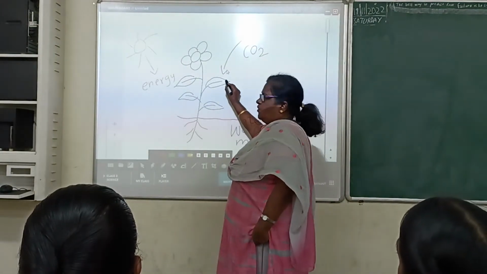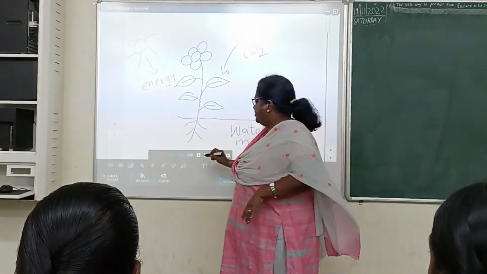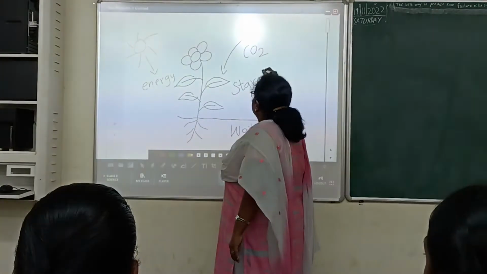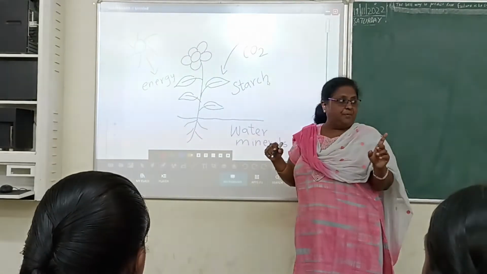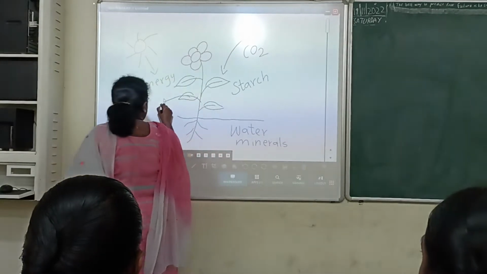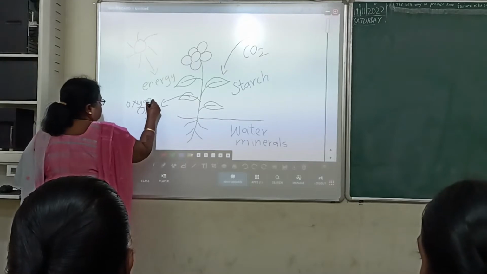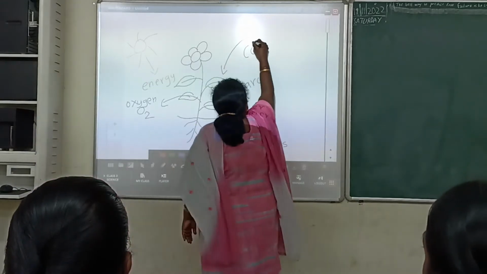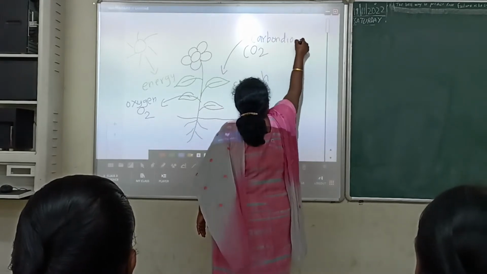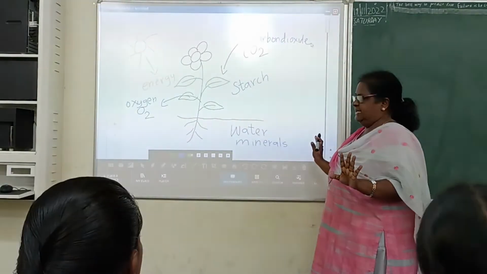Now, in the presence of chlorophyll, I told you the green pigment is the chlorophyll, starch is produced. It produces a food called starch. And also, as a byproduct of photosynthesis, it releases oxygen. This is oxygen, and let me write carbon dioxide in full. So now did you understand? This is how photosynthesis takes place.